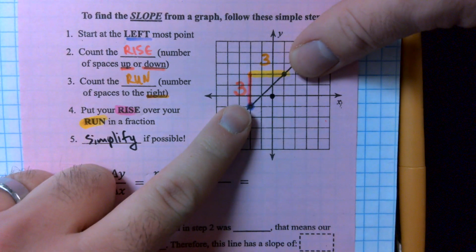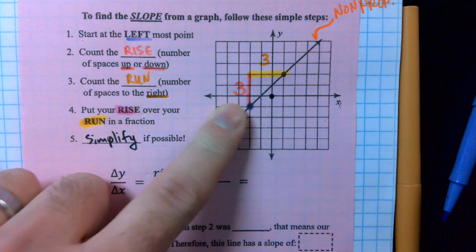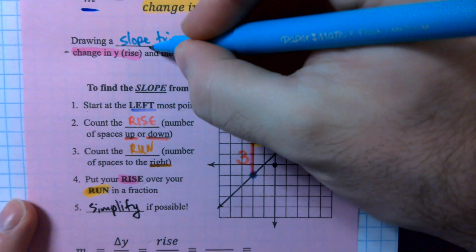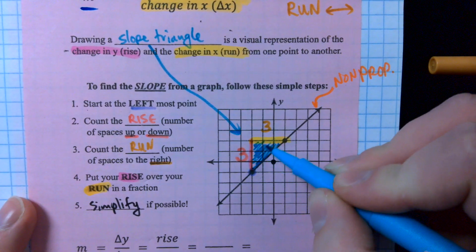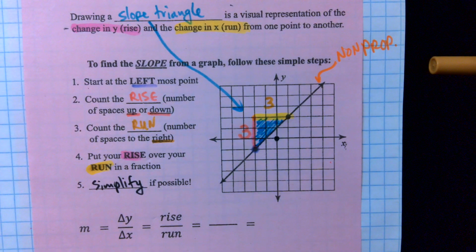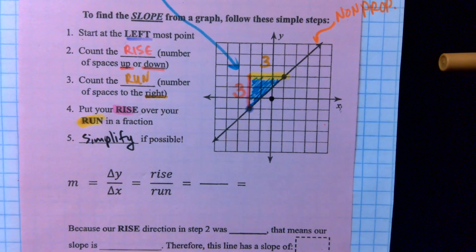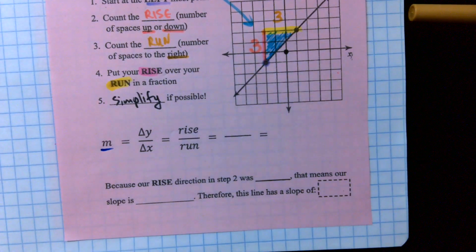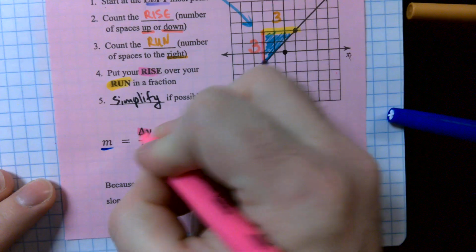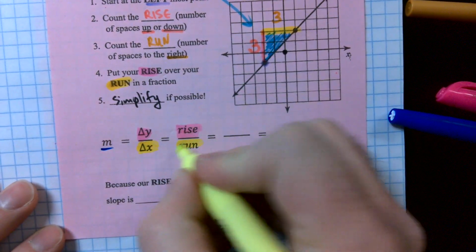If I ignore these parts of my line, what little shape did I form by doing this process? A triangle. That is my slope triangle. All this blue space right in here. See how that forms a little triangle? That's what I want to do. So I'm going to set up a fraction. Slope, which is m, is the change in y, or my rise, divided by the change in x, or my run.